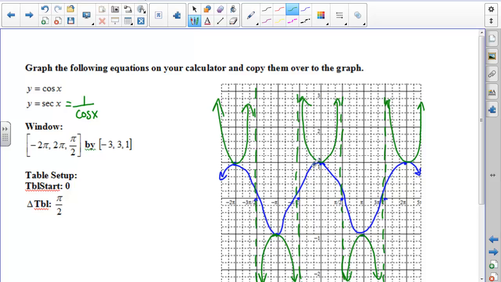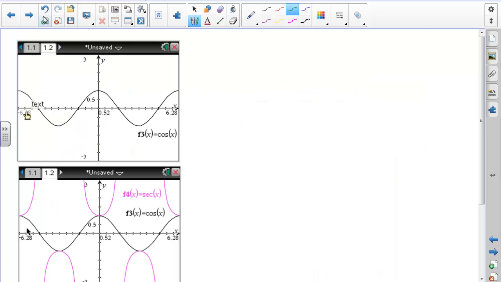And again, you find those points the same way we would before. For example, cosine of pi over 3 is 1/2. The reciprocal of 1/2 is 2, and so that's where that point should be on that green graph. Let's look at the computer sketches here.